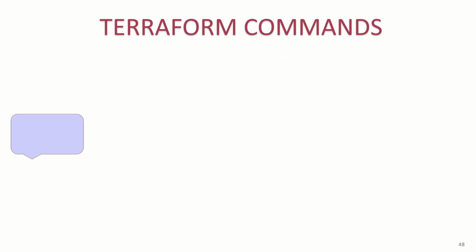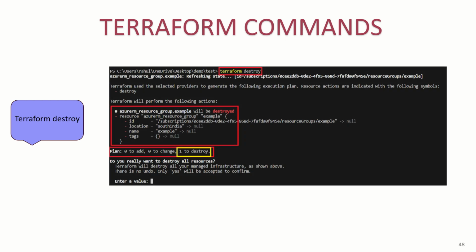So Terraform apply is complete now. We are now at Terraform destroy. Once we use this command, it will give us a screen where it first says that this particular resource group, example, will be destroyed, and these are all the details. In the plan we can see it says 0 to add, 0 to change, but 1 to destroy. So do you really want to destroy all these resources? Again, it's an approval step.